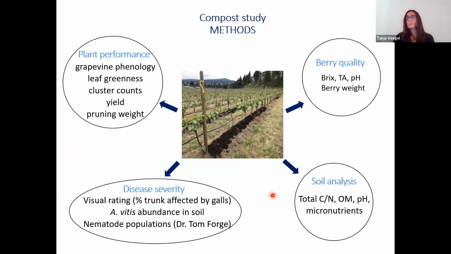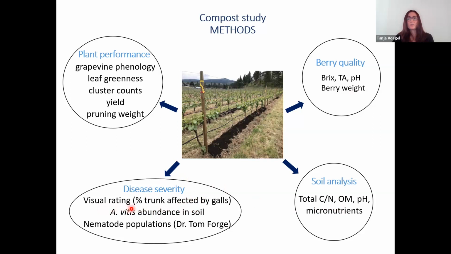measurements. So we've looked at plant performance, specifically grapevine phenology, like bud break and bloom. We've looked at leaf greenness, because that can be a measure of stressed vines. We counted clusters, assessed yield and pruning weight. And then in fall, we looked at the effects of compost on berry quality. So we did assess Brix, TA, pH, and berry weight. And we've also analyzed the soil every year. And then most importantly, we've looked at disease severity.